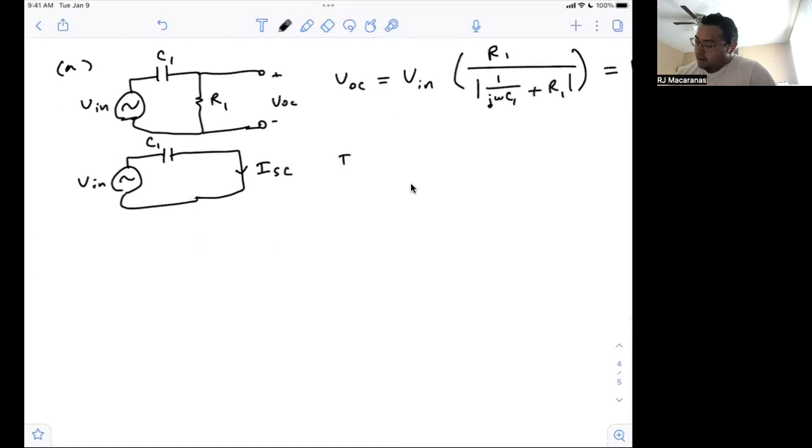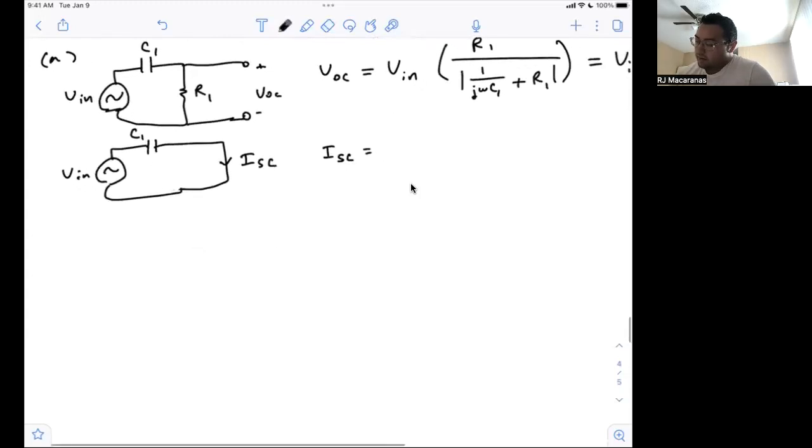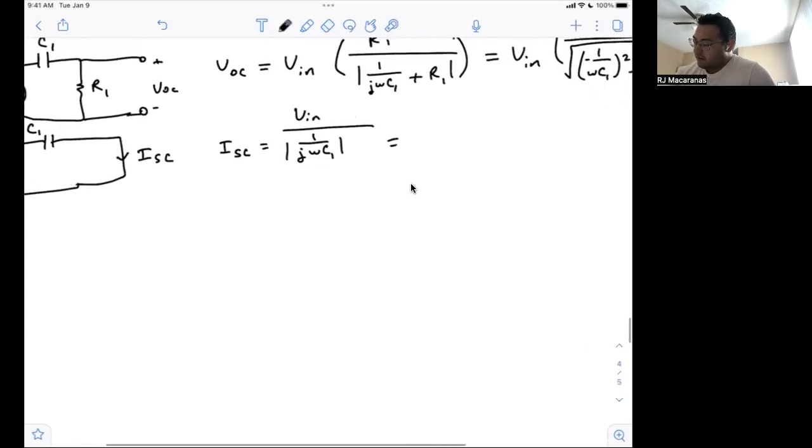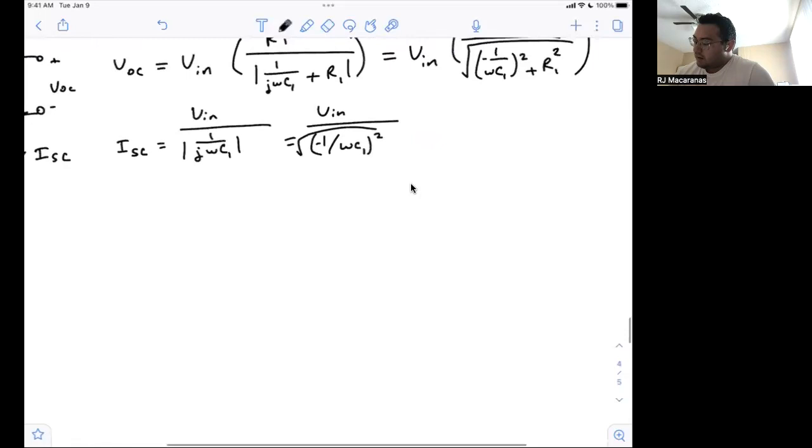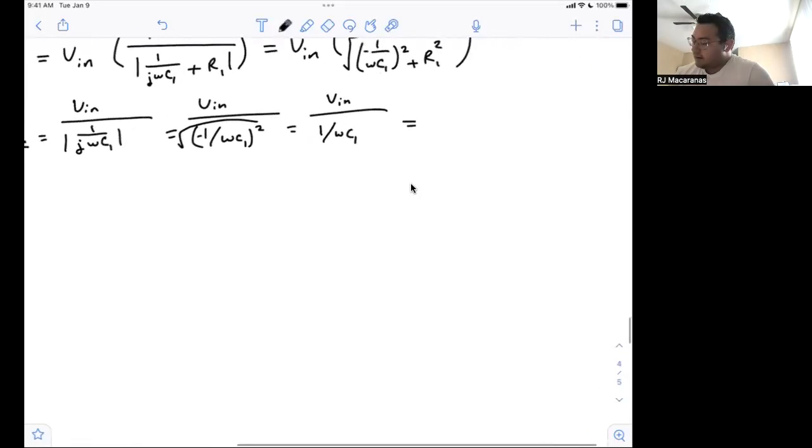So our I short circuit is then given by Vn divided by the magnitude of 1 divided by j omega C1, which is the same as Vn divided by the square root of 1 by omega C1 minus 1 by omega C1 squared, which is the same as Vn divided by 1 by omega C1, which is simply omega C1 times Vn.